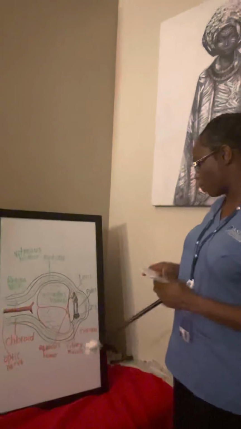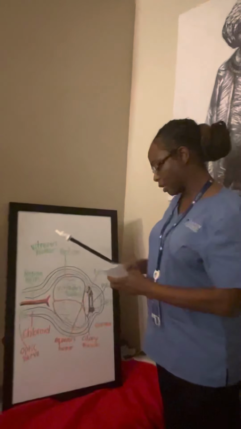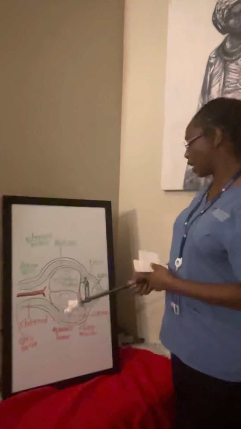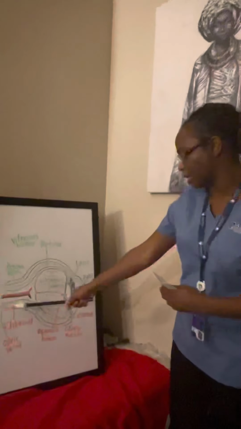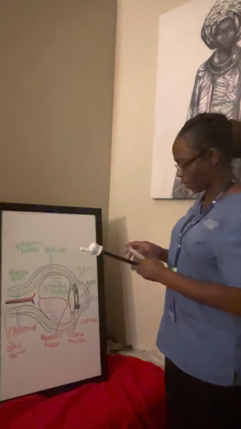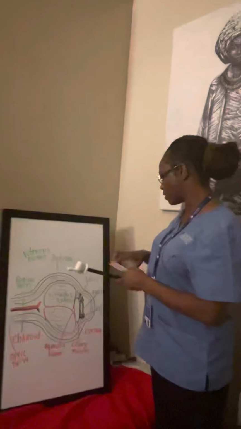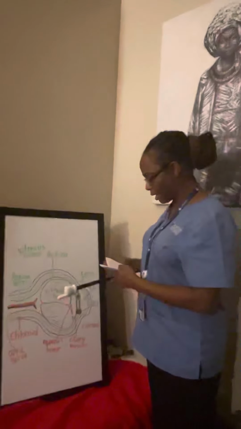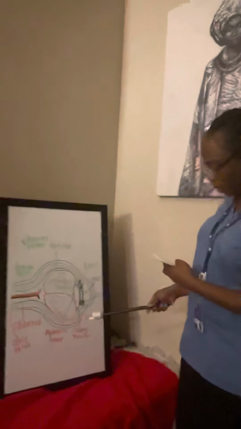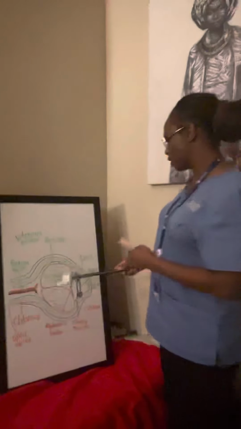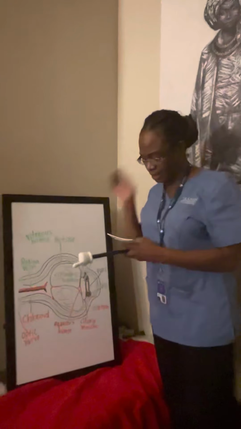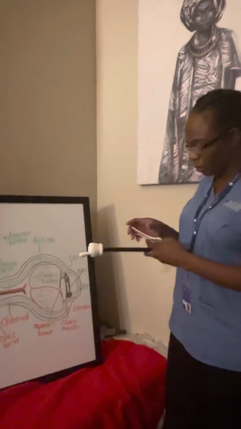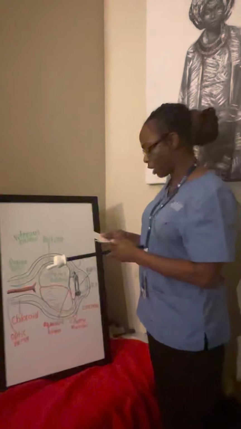The next one will be our middle layer. In our middle layer, we're going to have our choroid, which brings in the oxygen as well as the nutrition into the eye. So that's our choroid right there. The next one is the most important part, and that is our retina. Our retina is the innermost layer. It has two layers to it: the highly pigmented layer, and the neural layer, which consists of the rods and the cones.